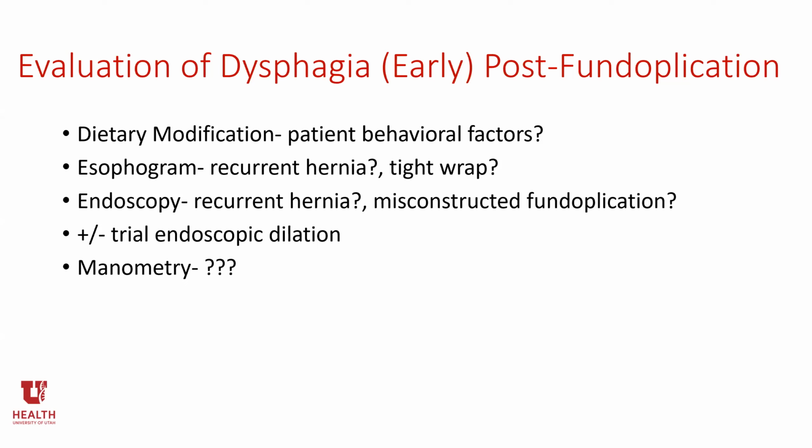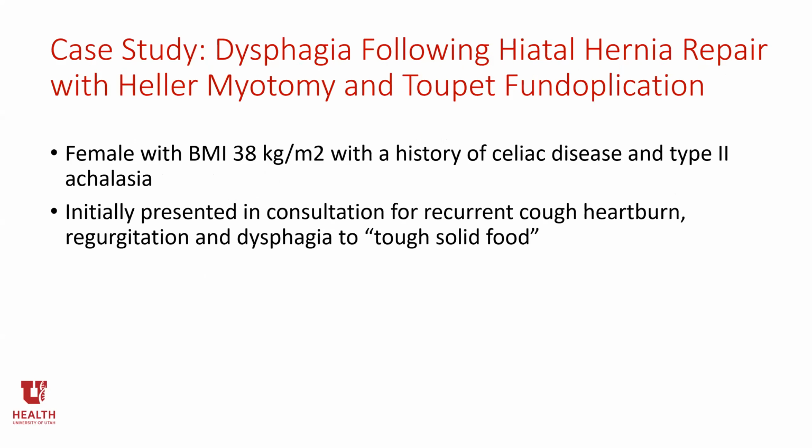merit an esophagram. It's important to assess for recurrent hernia, assess the wrap. Is it overly tight? Does there appear to be a stenosis? And then this is often followed with endoscopy to further assess for recurrent hiatal hernia and evaluate the construction of the fundoplication. For patients who have dysphagia that continues to persist after dietary modification, radiographic evaluation, and endoscopic evaluation, one might try dilation. Sometimes this is effective and sometimes not. But if it's not effective, then manometry really comes into the picture and plays a role. And so to illustrate this, here's another case study.